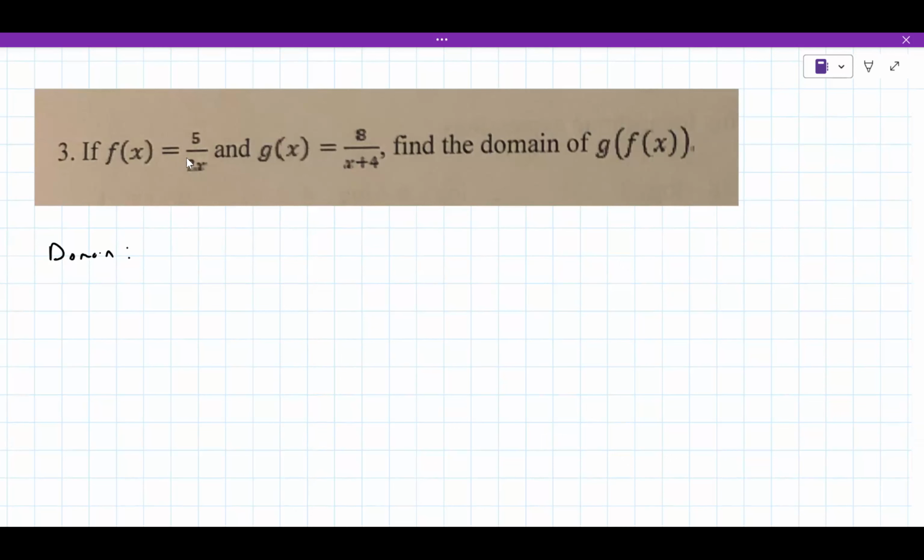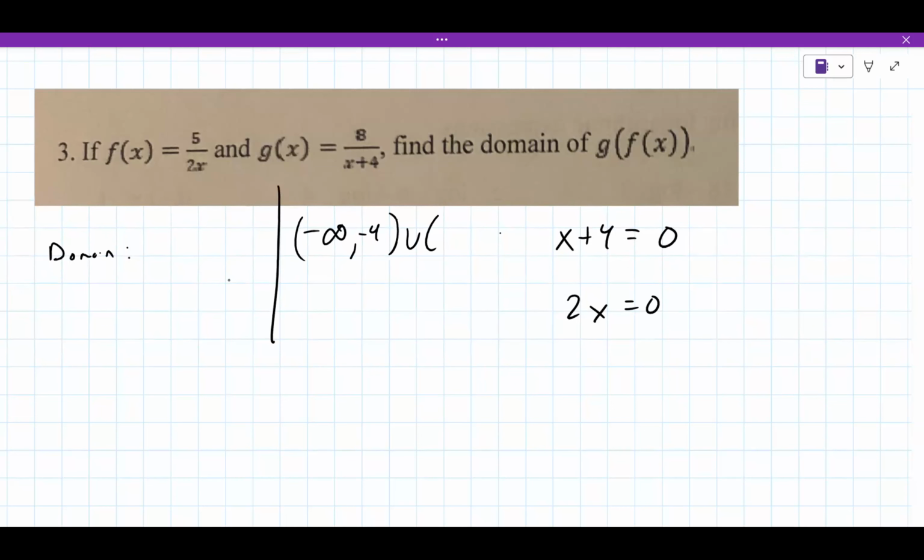So for g, for sure. So for this other one here, we need to do them both, so that's good. So 2x equal to 0. So what we're saying is, on the one on the right here for g of x, its domain is everything but -4. So it's all real numbers except for -4.